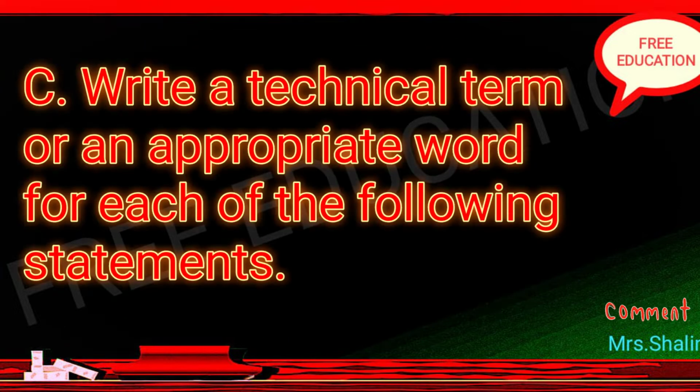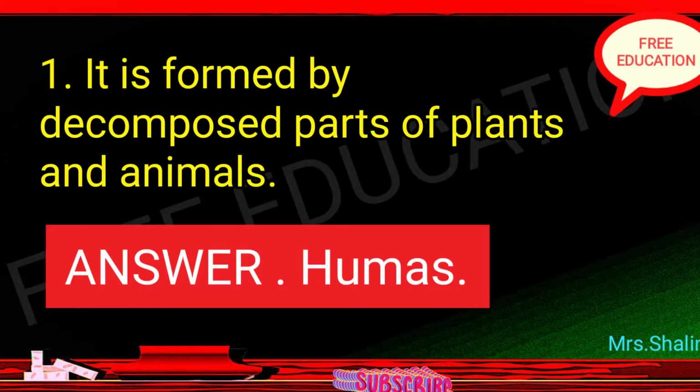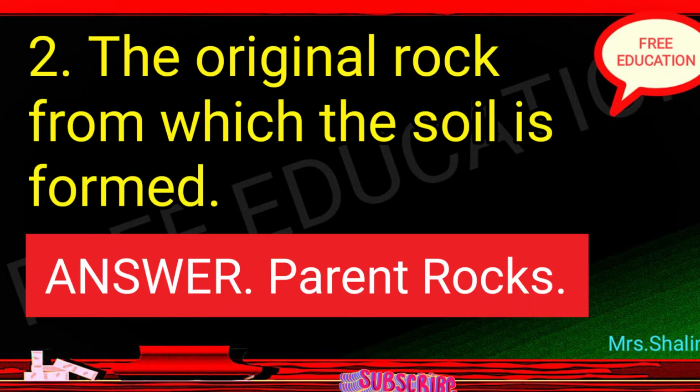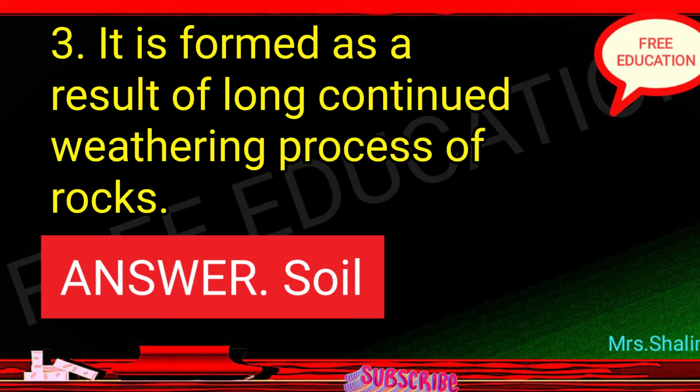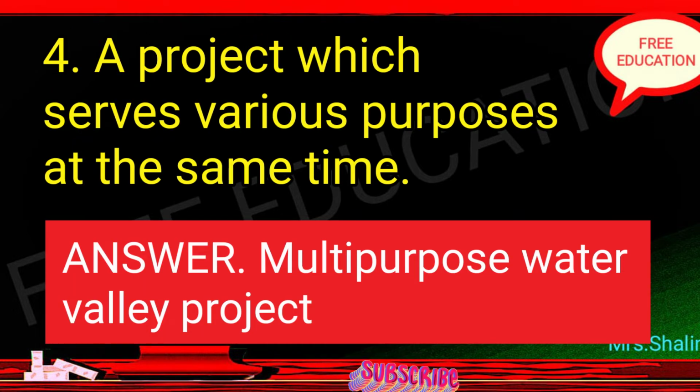Next question is C. Write a technical term or an appropriate word for each of the following statements. 1. It is formed by decomposed parts of plants and animals. Answer. Humus. 2. The original rock from which the soil is formed. Answer. Parent rocks. 3. It is formed as a result of long continued weathering process of rocks. Answer. Soil. 4. A project which serves various purposes at the same time. Answer. Multipurpose river valley project.